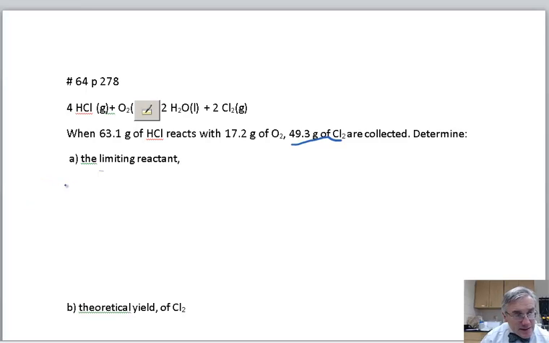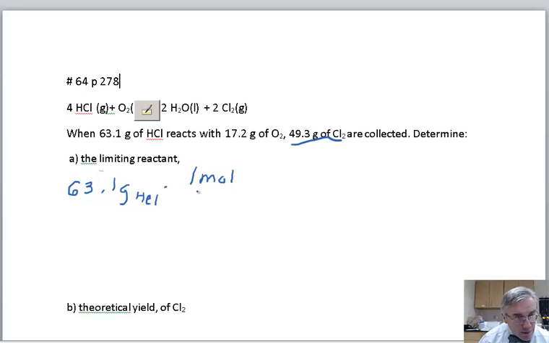So first it says that we need to determine what the limiting reagent is. To do that, we're going to have to convert our gram amounts of each reagent into moles. So let's just start with the hydrochloric acid. So we've got 63.1 grams of HCl. Alright, so to convert that to moles, we need to multiply that by a conversion factor that will give us moles.